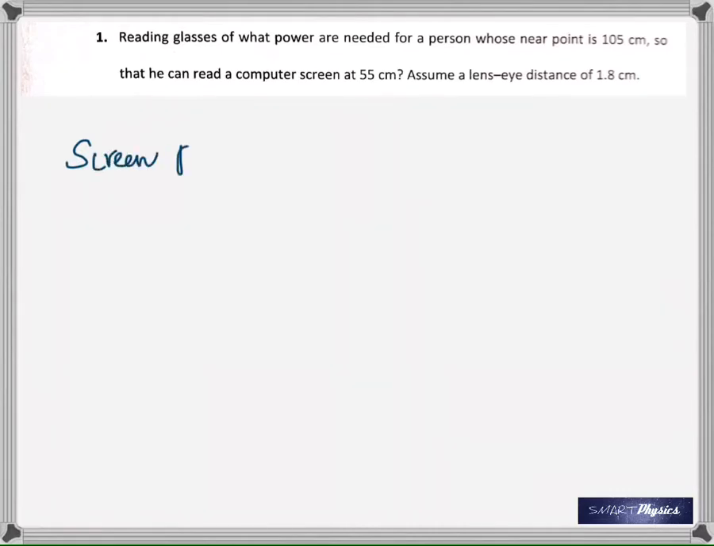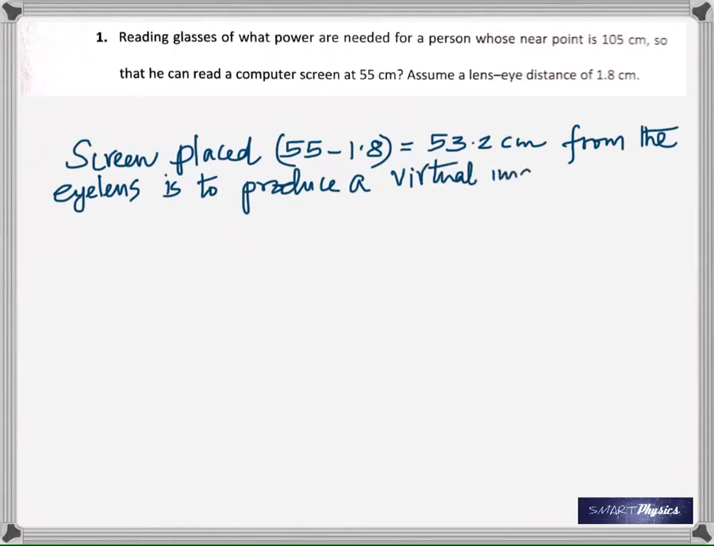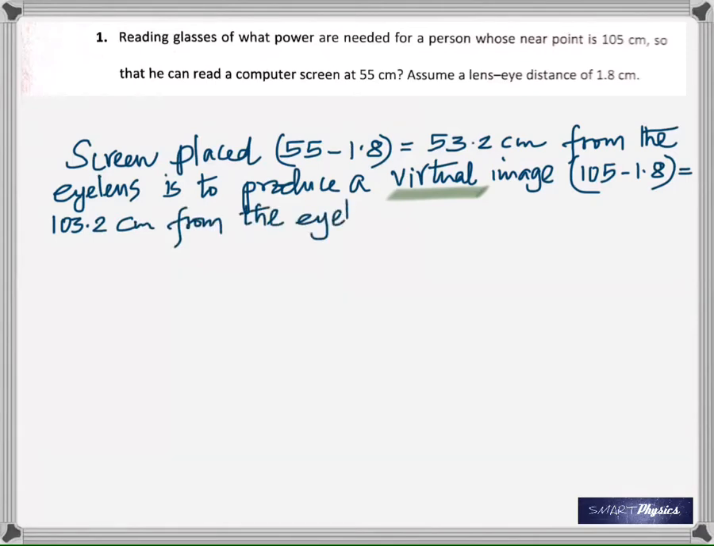Okay. Now what's the actual distance of the computer screen? 55 minus 1.8, 53.2 centimeters from the eye lens. Okay, and the image must be produced 105 minus 1.8 centimeters away. So now we have the object distance and we have the image distance.